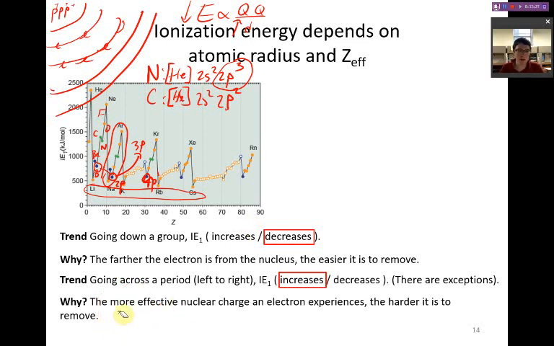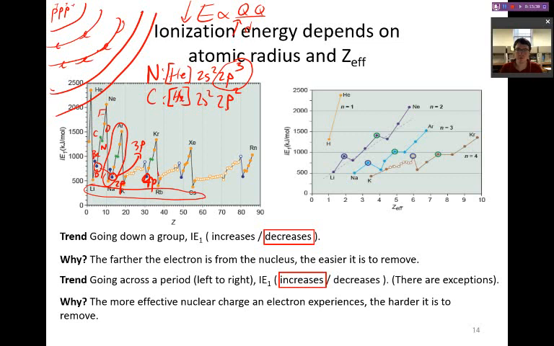Now, again, when we think about the trend going across a period, why does it increase? Again, there's a higher effective nuclear charge as we go across a period, and therefore it's harder to remove those electrons. And those are shown here on this plot. We can see that there is a general increase as we go across a period. Again, that's due to the increase of the Z effective, the effective nuclear charge.